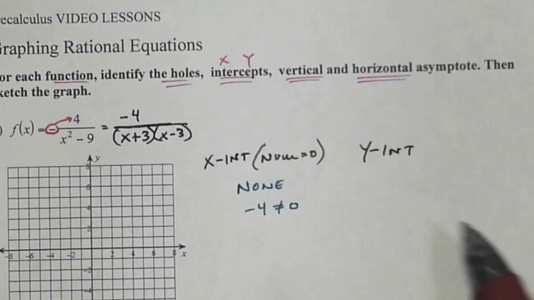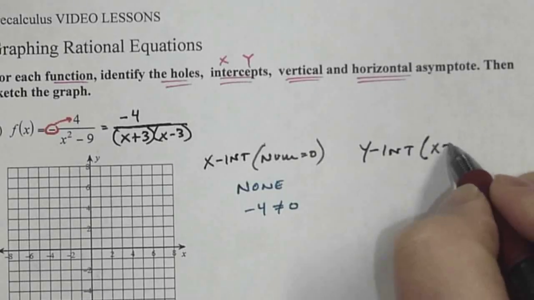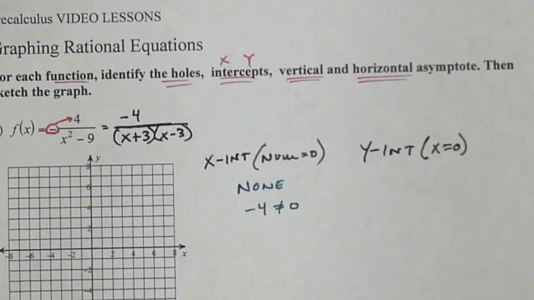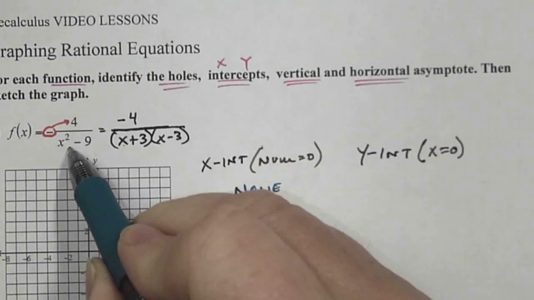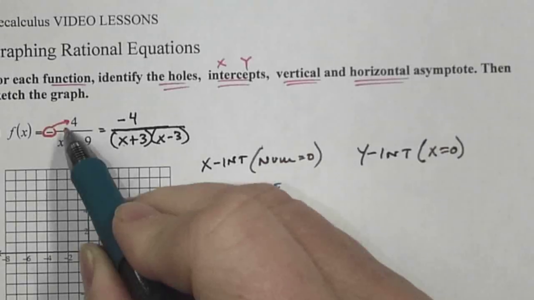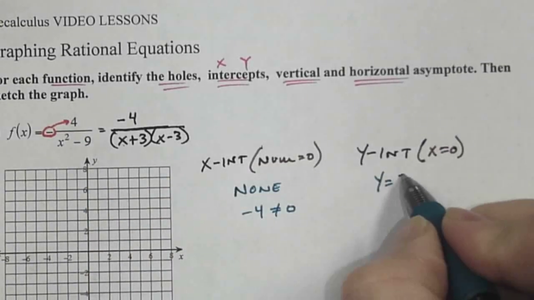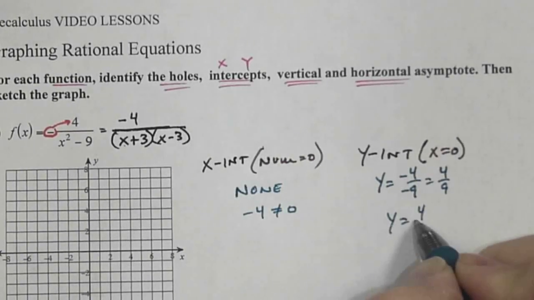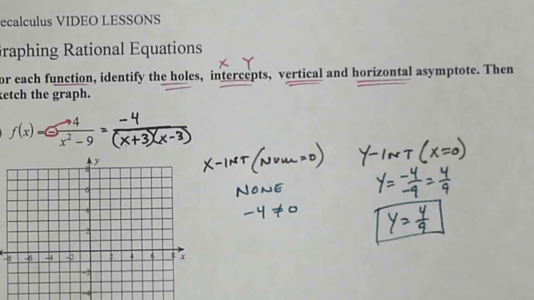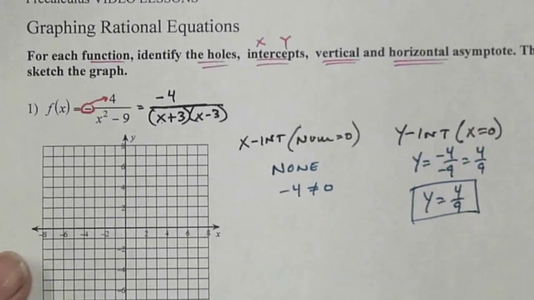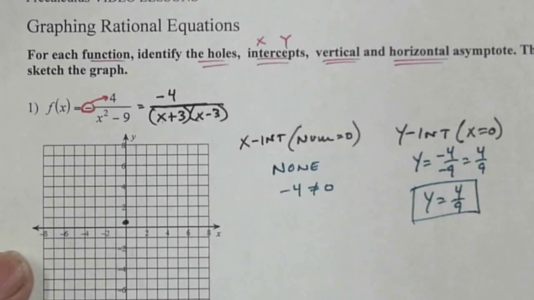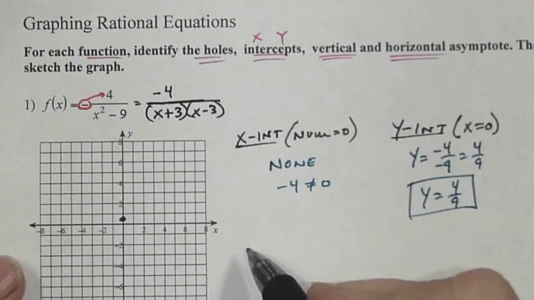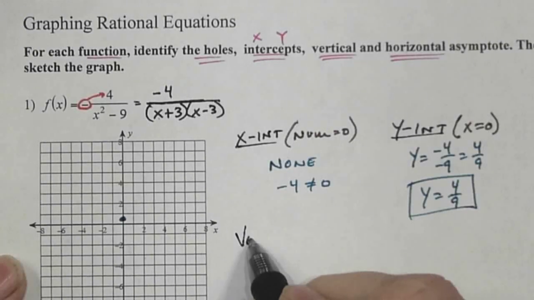Y-intercept is when you plug 0 into x. What do we get? Well, if you plug in 0, go here. 0 minus negative 4 over negative 9. Y equals negative 4 over negative 9, which is 4/9. Almost 1/2. So let's go to 1/2 and put a dot right there. X-intercept, Y-intercept, piece of proverbial cake.